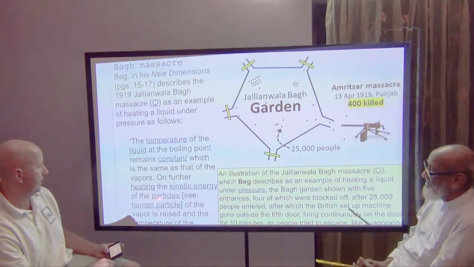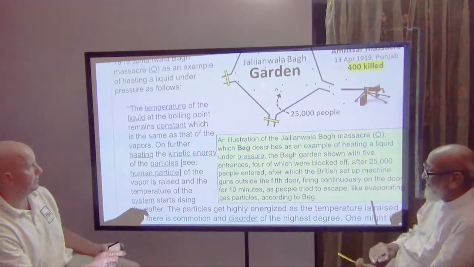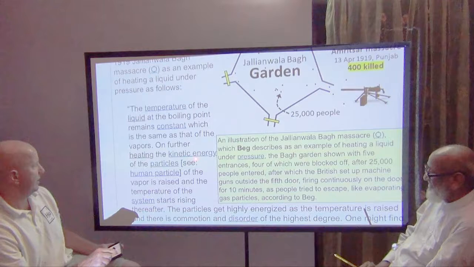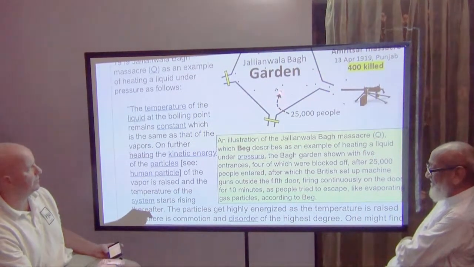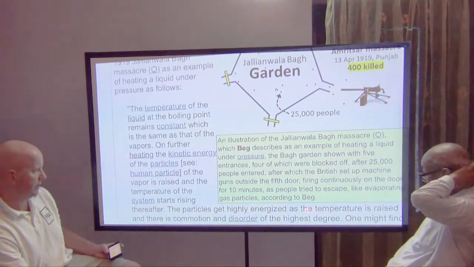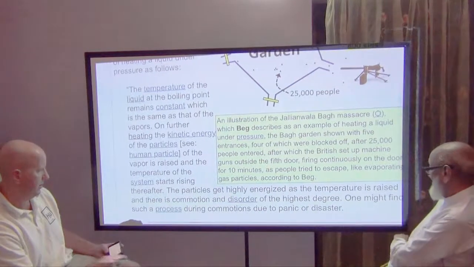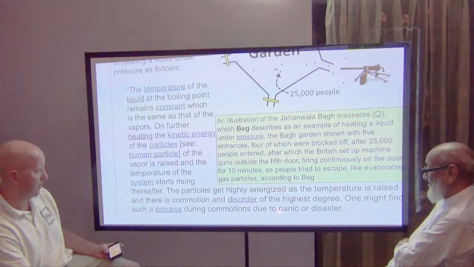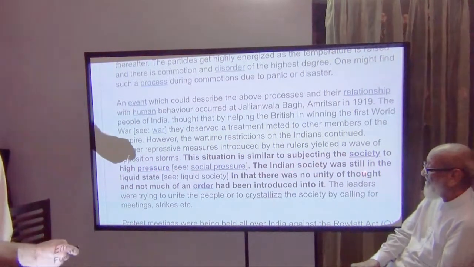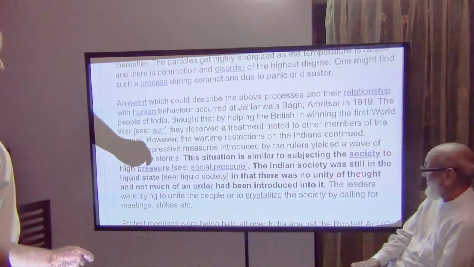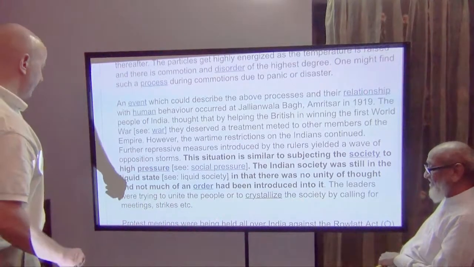Now, on further heating, the kinetic energy of the particles inside here is raised, and the temperature of the system starts rising thereafter. So you say on further heating, the kinetic energy, and the heating comes from the bullets being fired in there. The light and the sounds of the people increase the kinetic energy of the system, and the temperature increases. The particles get highly energized as the temperature is raised, and there is commotion and disorder of the highest degree. You say one might find such a process during disasters, due to panic. So the situation is similar to subjecting the society to high pressure. The Indian society was still in the liquid state, with no unity of thought and not much order introduced into it. The leaders were trying to unite the people, or to crystallize the society. Yes, I guess that's a good example.